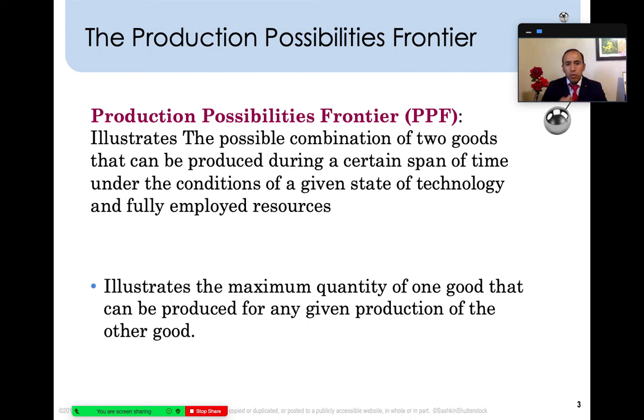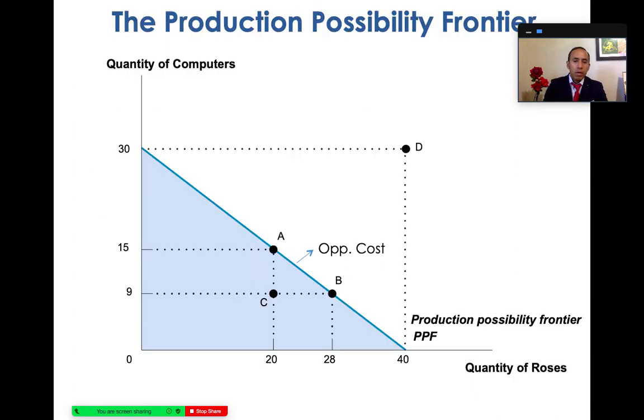So suppose we have two main goods: capital goods like technology, computers, and consumer goods, things that are consumed by the consumer: food, roses, clothing, and so on. We can produce a maximum combination of both or a maximum quantity of each. This can be done graphically, and also we can illustrate this in an economic model that is referred to as the production possibilities frontier, or the PPF model.